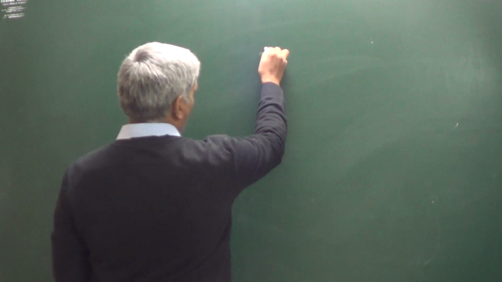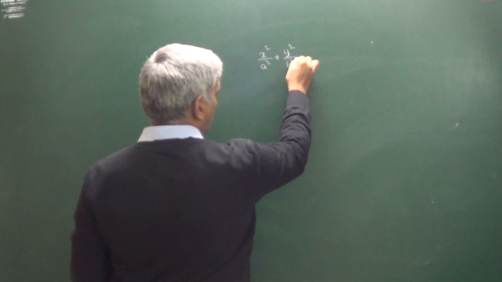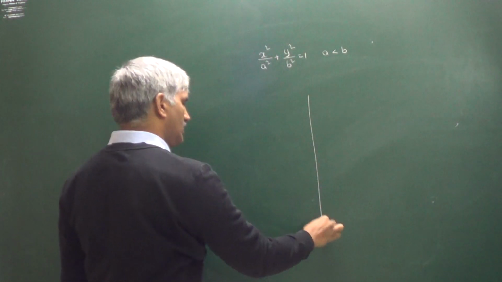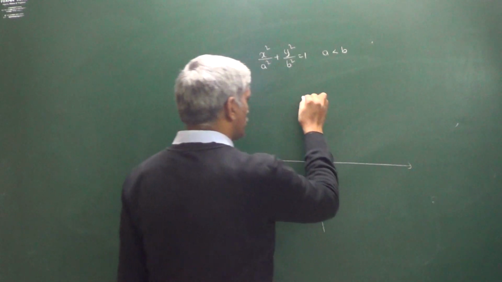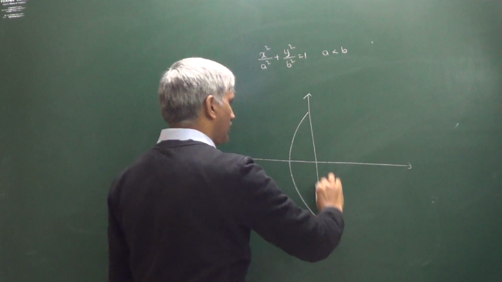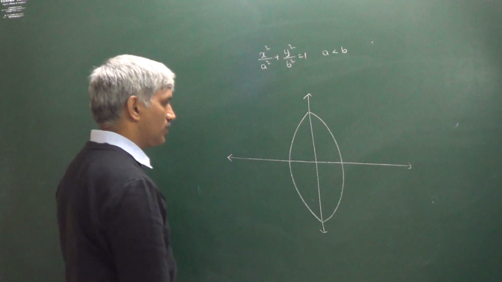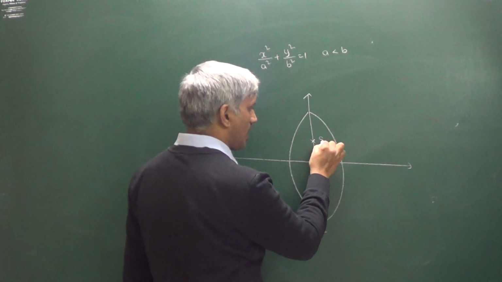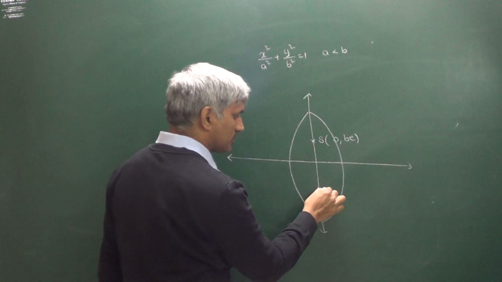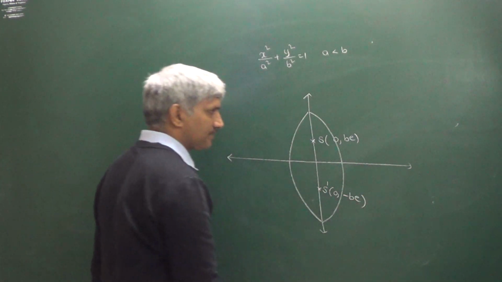So x square by a square plus y square by b square is equal to 1 is the equation of an ellipse. What happens when a is less than b? When a is less than b, definitely it has more stretch along the y axis. So this is the diagram for an ellipse x square by a square plus y square by b square is equal to 1 when a is less than b, and this focus we can write as (0, be), and another focus S dash is nothing but (0, minus be).